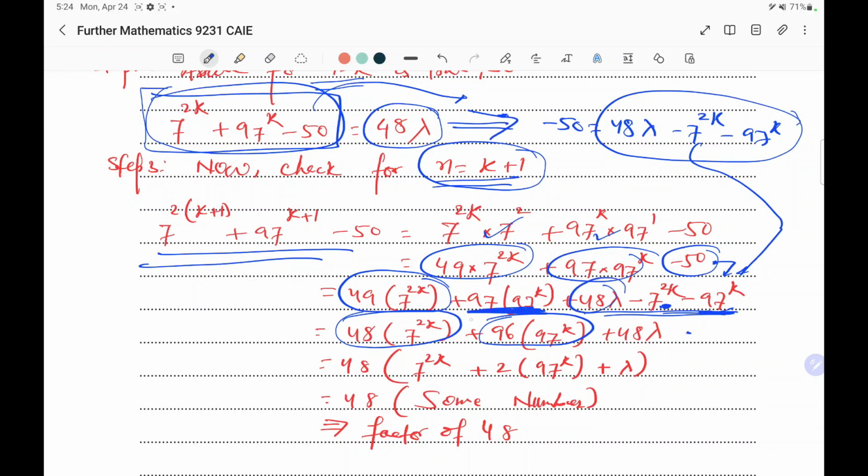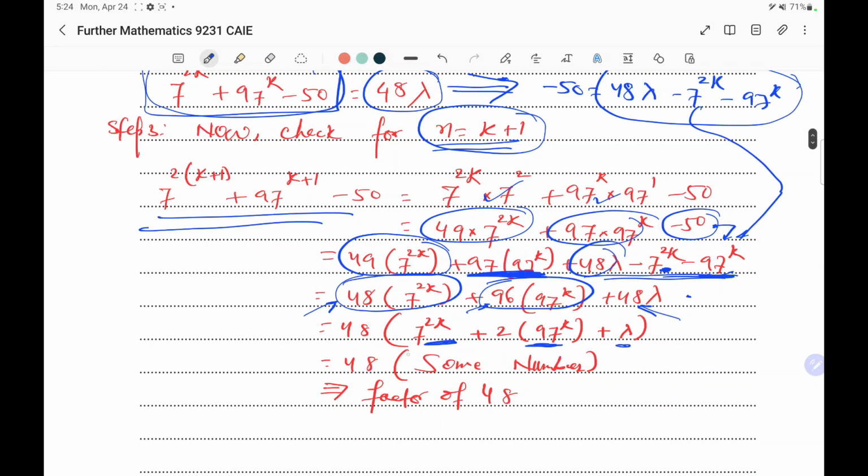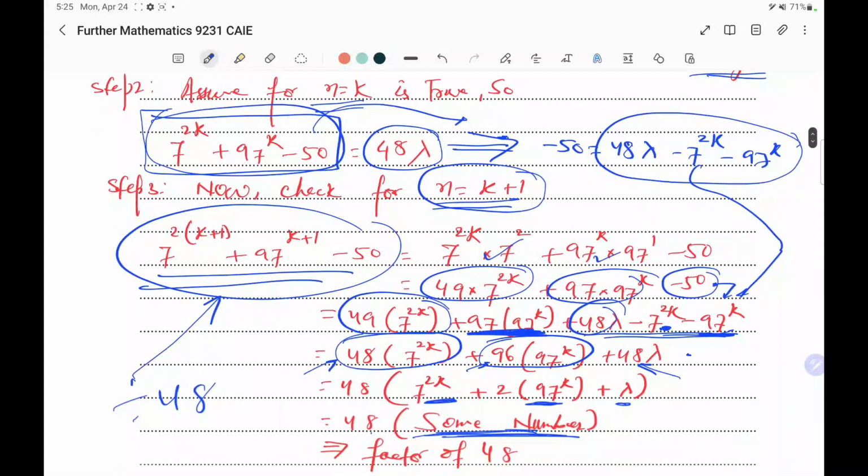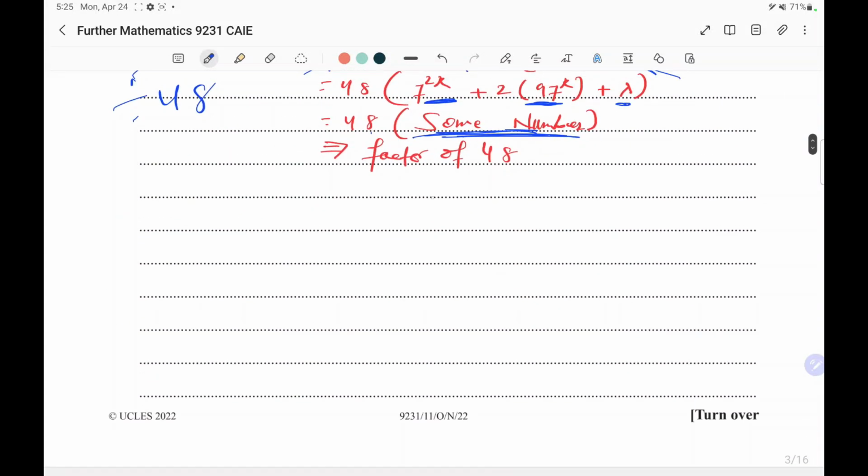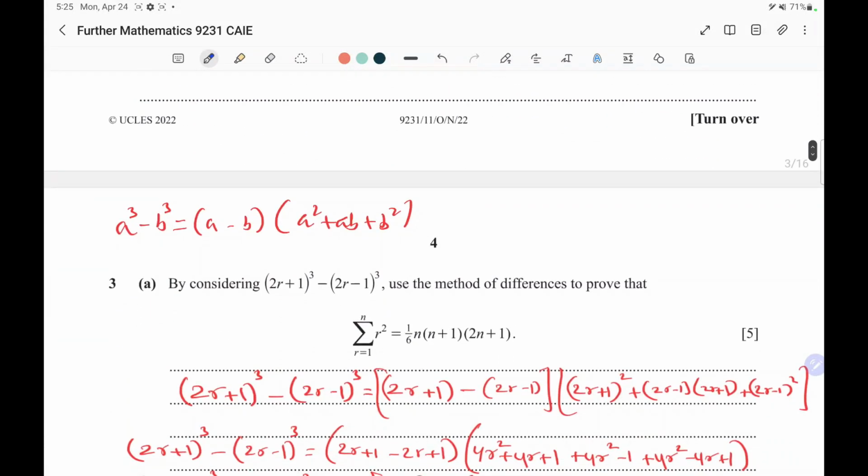So now if you observe carefully, this is 48, this is 96, this is 48. So 48 you can take common. Inside you will get 7 to the power 2k, twice of 97 to the power k plus lambda. So what I got, 48 outside, and I got some number here. In terms of k doesn't matter, but I got 48 outside. It means this is a multiple of 48. It means this can be divided by 48, right? Hence we proved it, it means we have proved that.